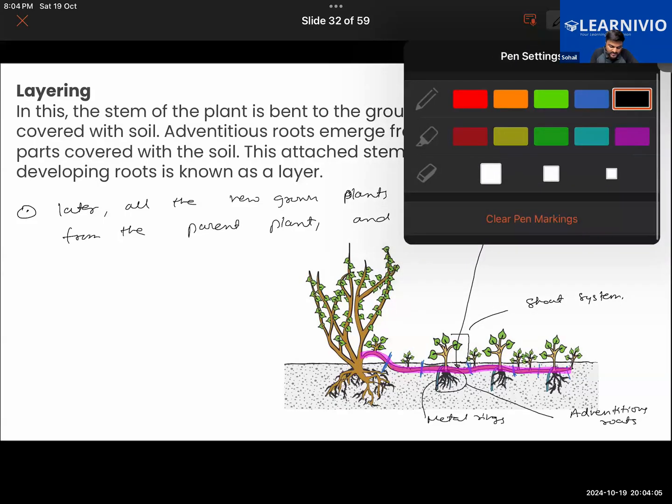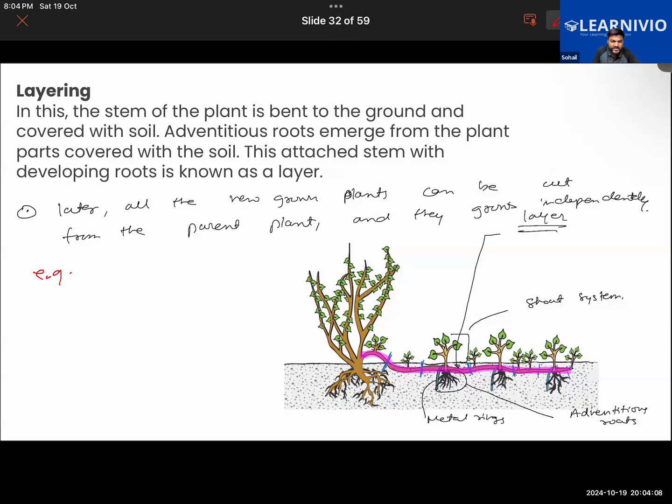So some of the common examples of plants that are grown by the layering method are as follows. We have examples like raspberry, and jasmine. Strawberry is also one such example. Then you have grapes also. So these are some of the common examples that are artificially vegetatively propagated using the method of layering. If there's any question in this, please let me know.